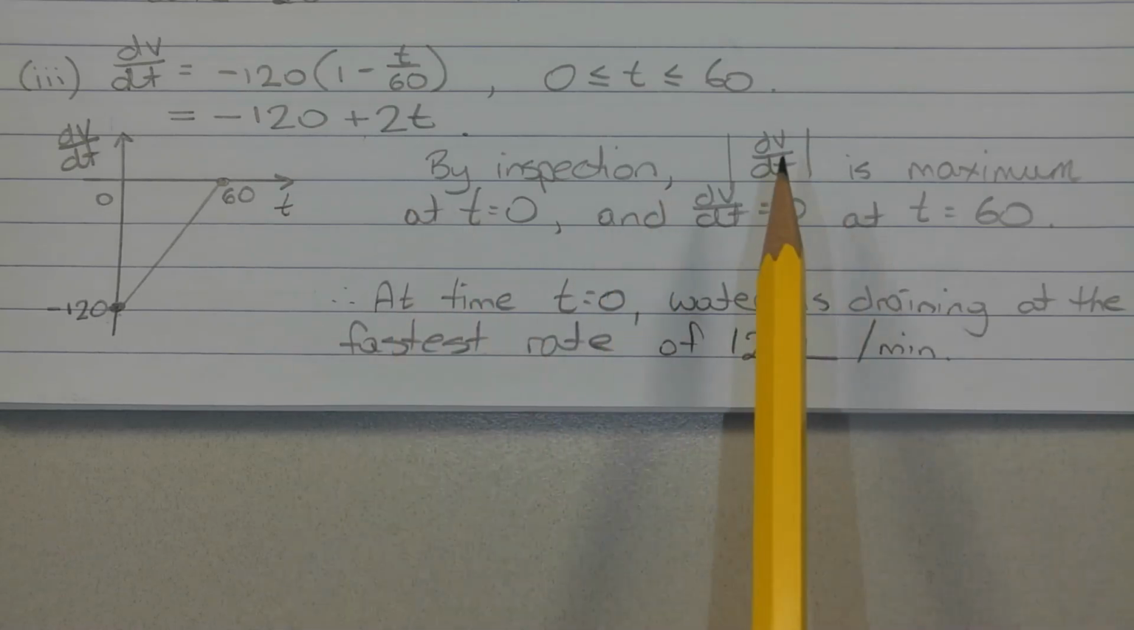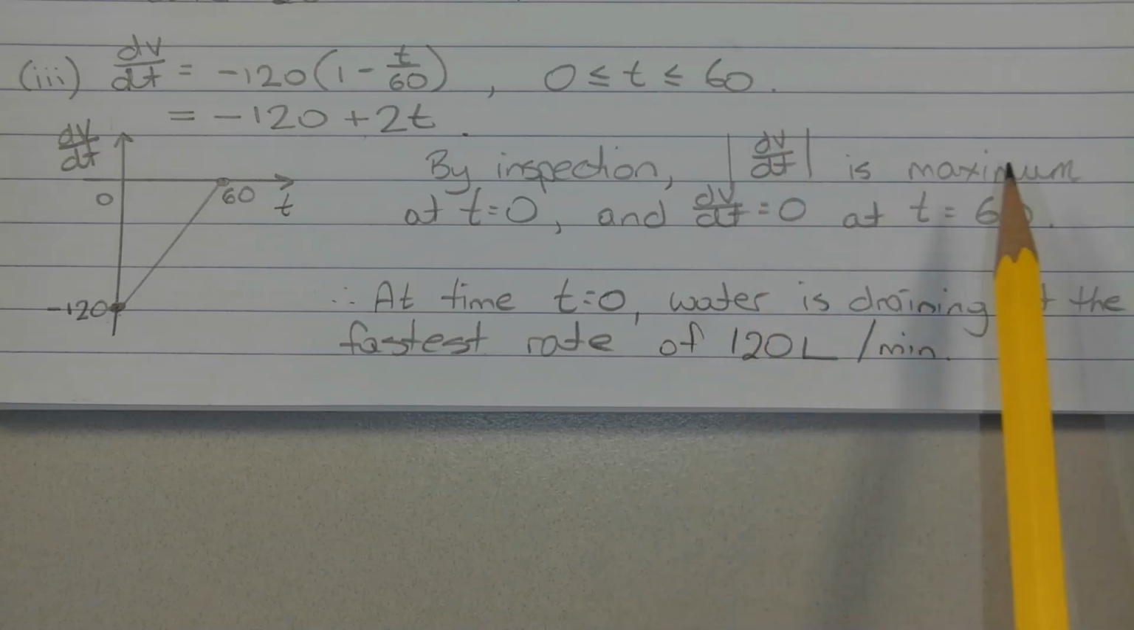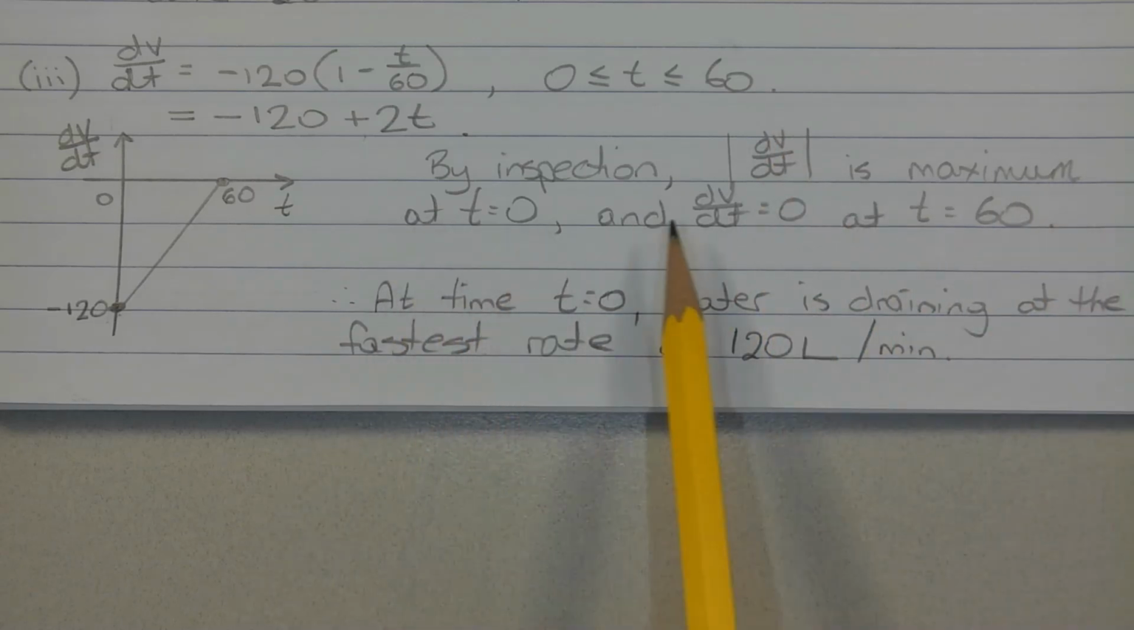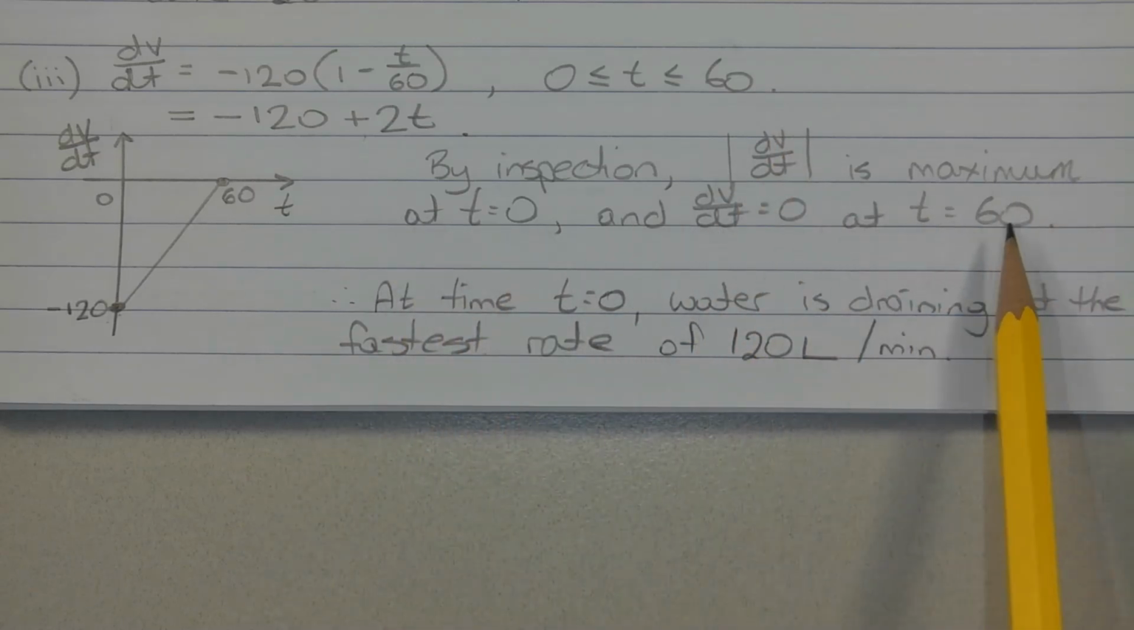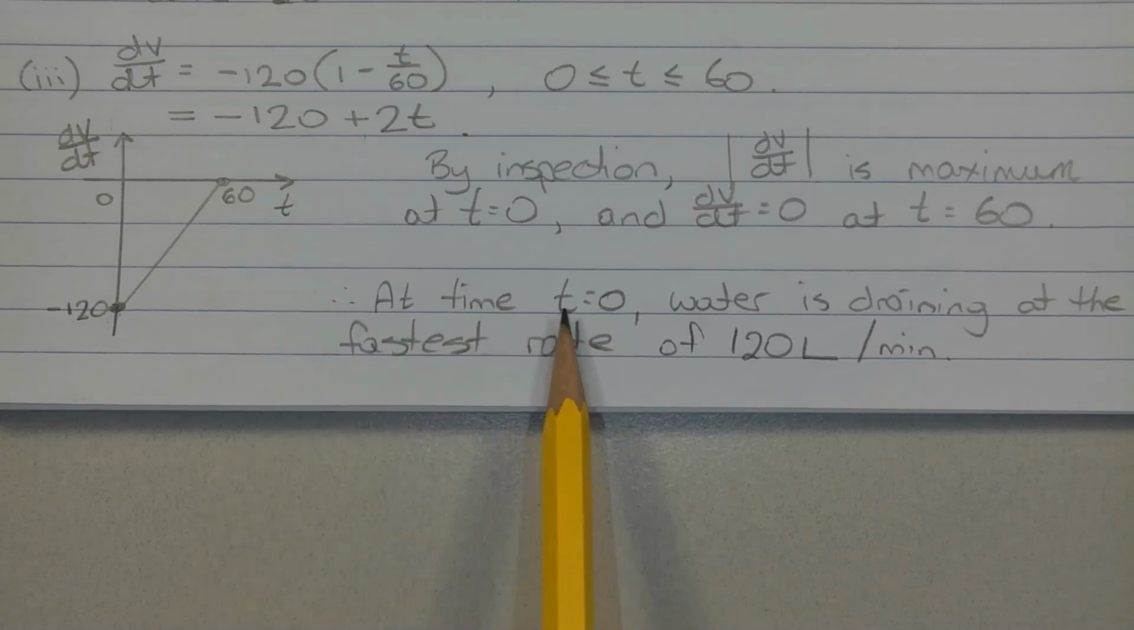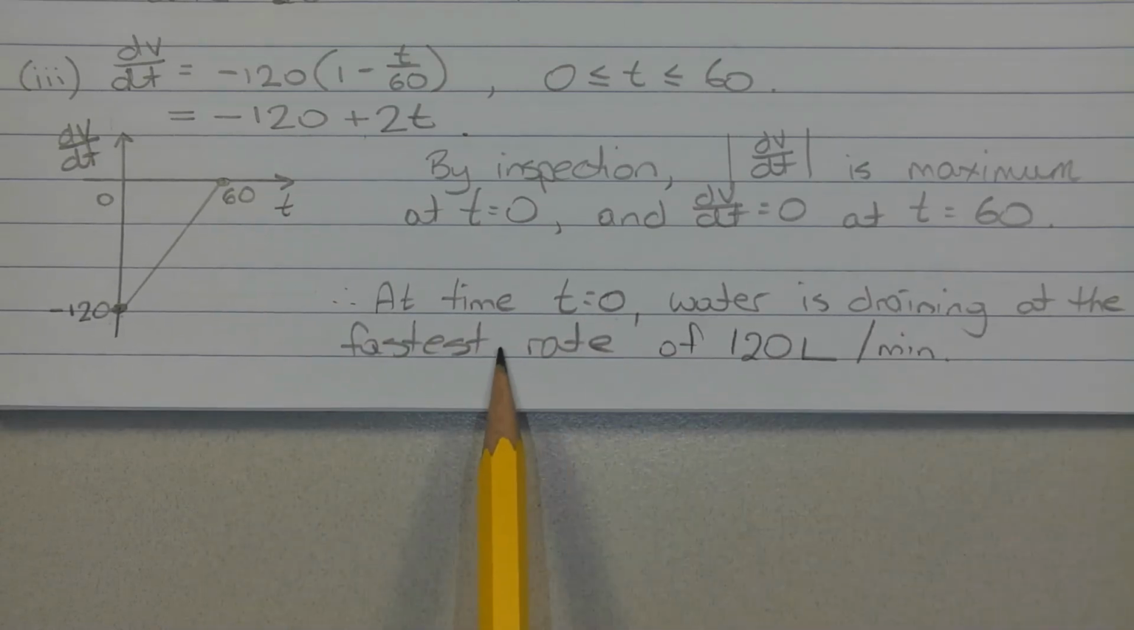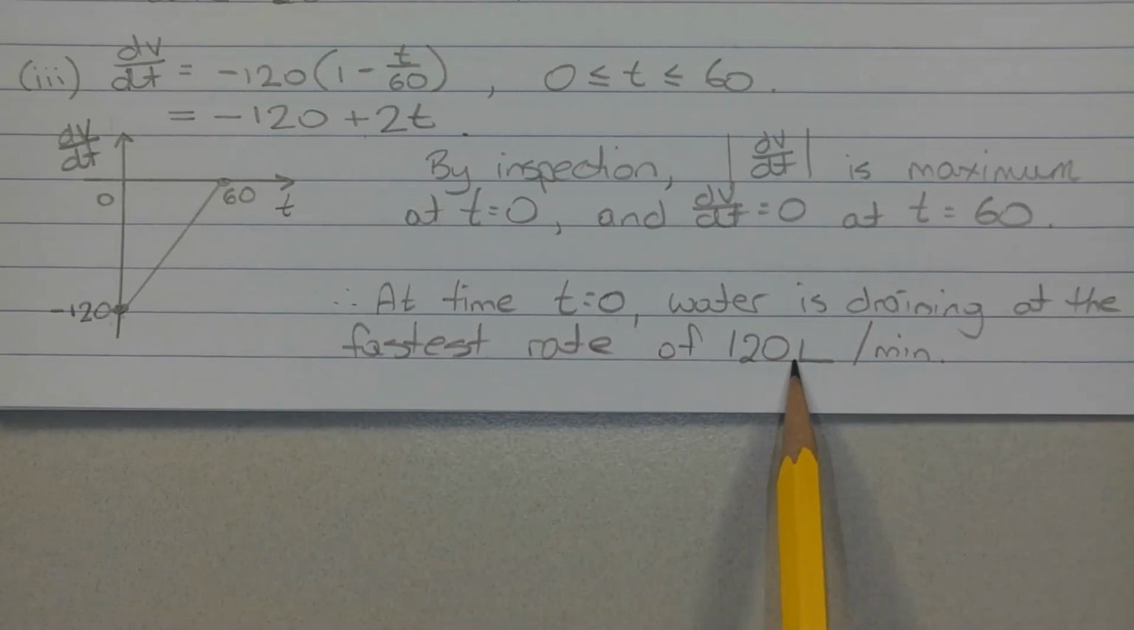So by inspection, the absolute value of dV/dt is maximum at time t equals 0 and dV/dt equals 0 at time t equals 60. Therefore, at time t equals 0, water is draining at the fastest rate of 120 litres per minute.